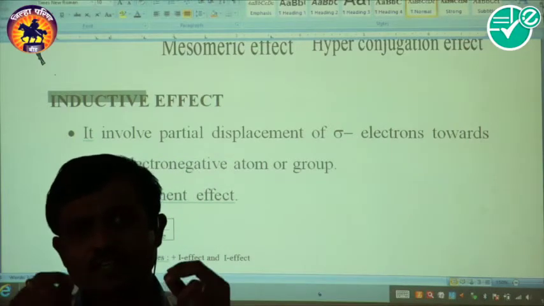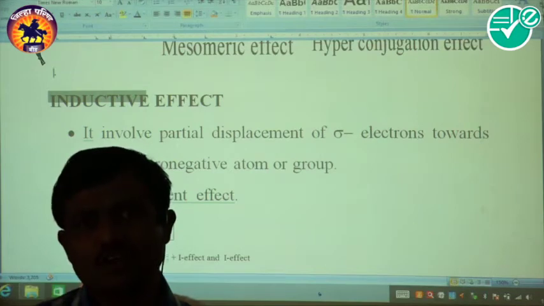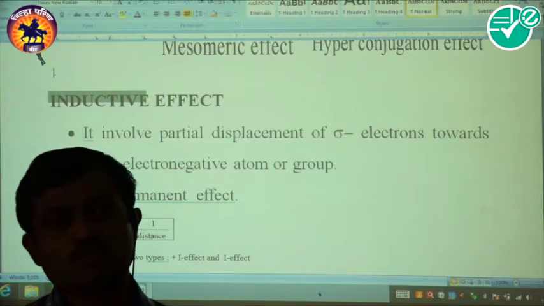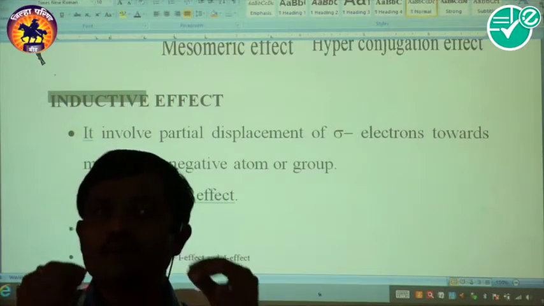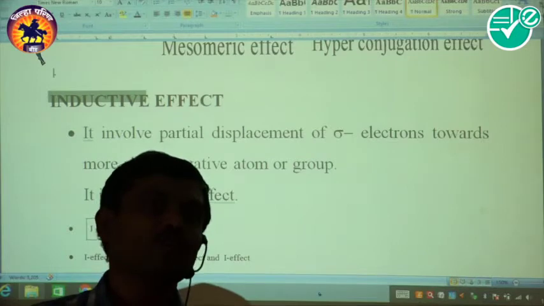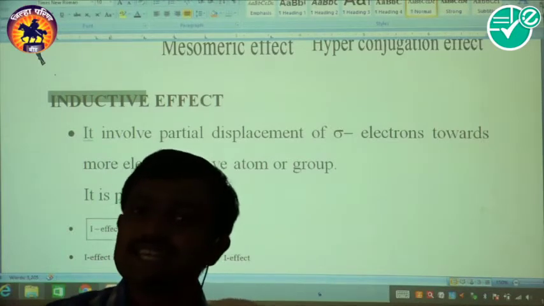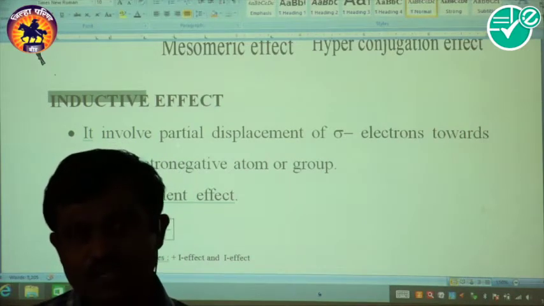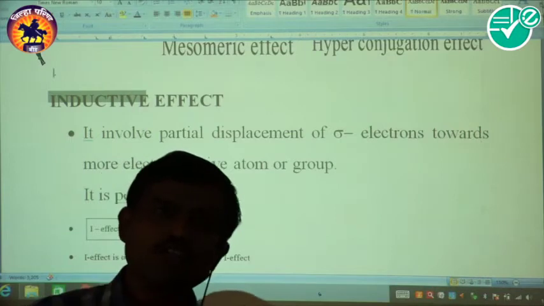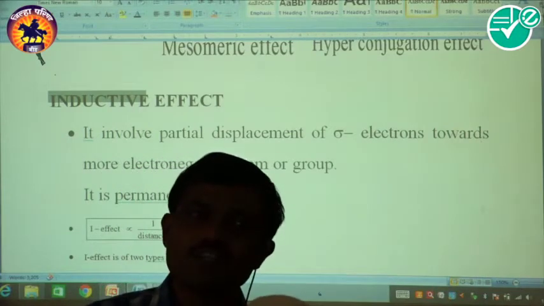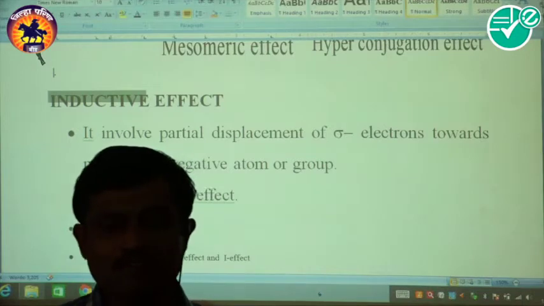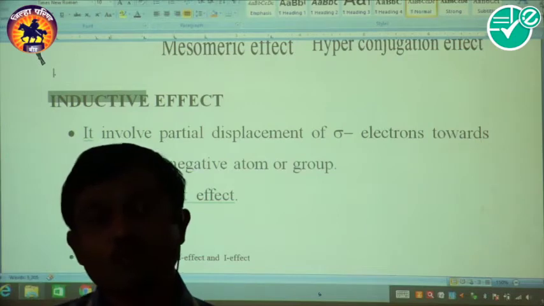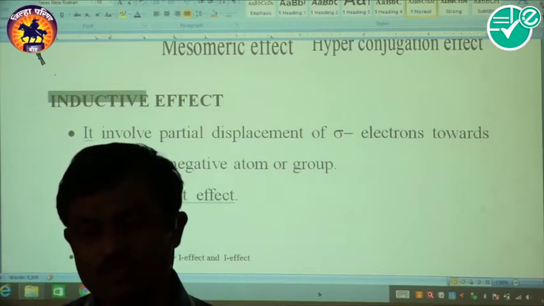So the permanent polarization of the single covalent bond is the effect observed here, the inductive effect. The permanent polarization of a single covalent bond due to the difference in electronegativity is called the inductive effect. So if you consider the inductive effect, what effect is observed?